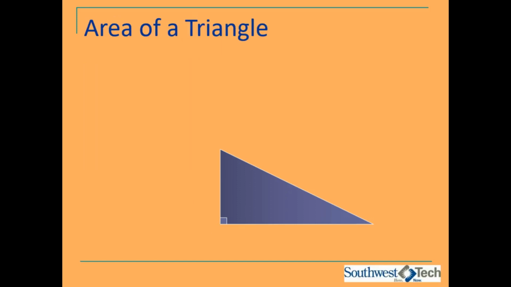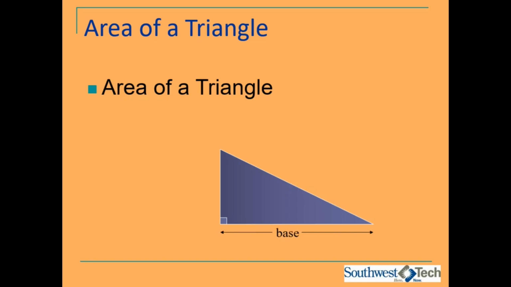Another formula in relationship to a triangle is the area of a triangle, where we take the base length and the height, which in this particular right triangle happen to be the lengths of the legs, multiply those together and divide by 2, which is the same as multiplying by 1/2. In other words, the area of a triangle is 1/2 the base times the height.